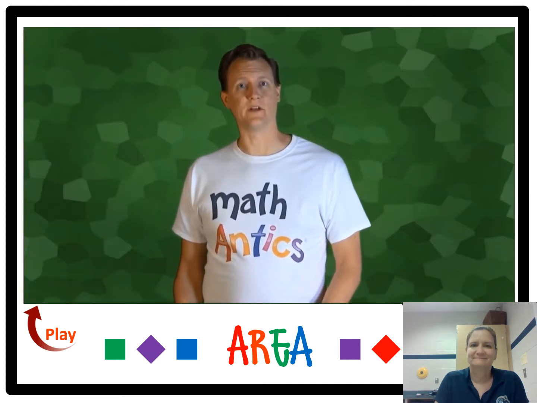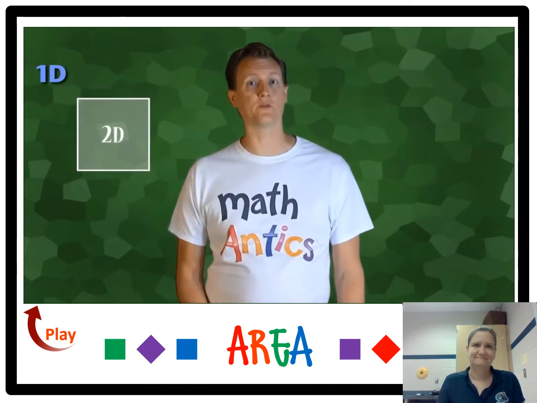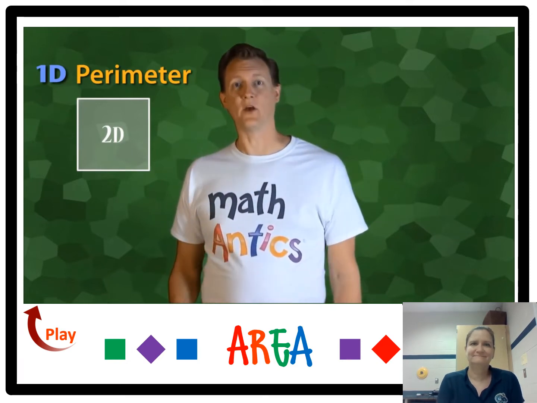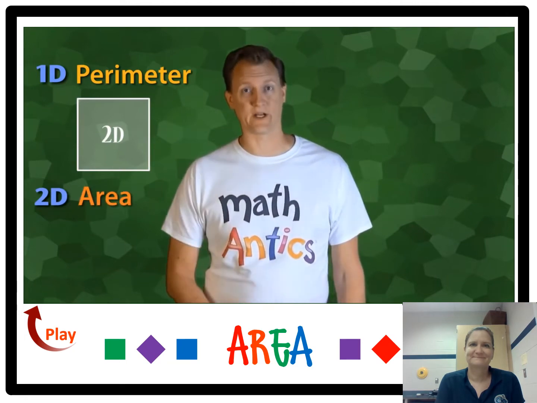In our last geometry video, we learned that all two-dimensional shapes have a one-dimensional quantity called perimeter, which is basically the outline of the shape. In this video, we're going to learn that these shapes also have a two-dimensional quantity called area.